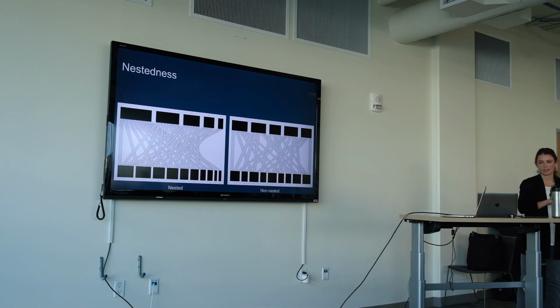So here's what a nested network looks like on the left. And then on the right is a non-nested network, so it's more or less random interactions.